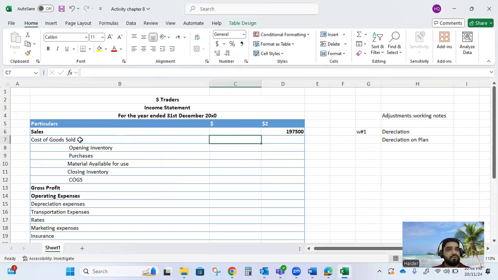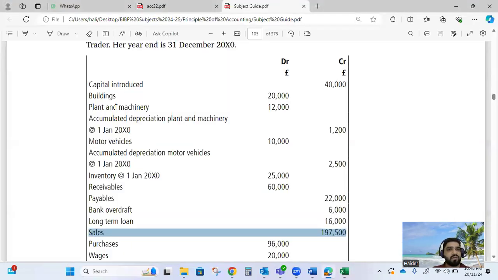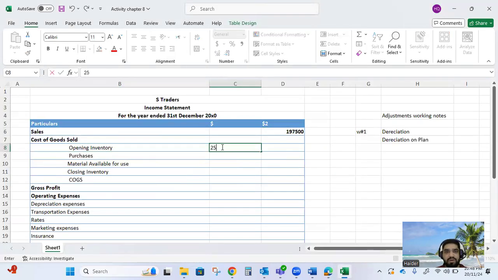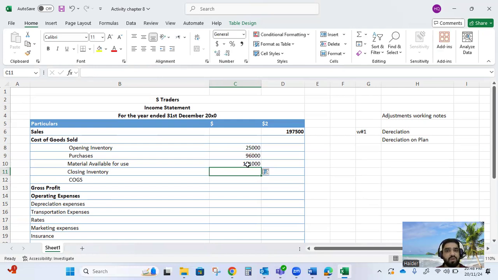Now the next is cost of goods sold. We need to calculate this, and we need an opening inventory. Let's move back to the question. Opening inventory was given to us in the trial balance. So 25,000 was the opening inventory and purchases were 96,000. If you add purchases and opening inventory, it becomes cost of goods available for sale, 121,000.